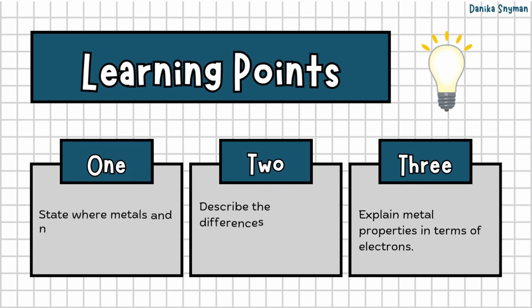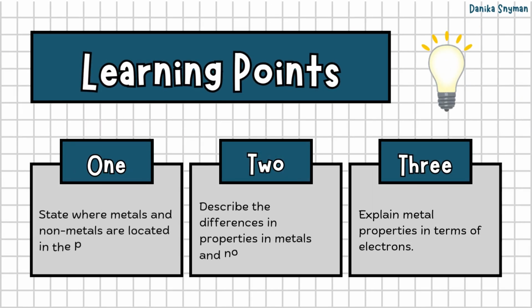In this video, we will learn three things. Where to find metals and nonmetals on the periodic table, what are the differences between metals and nonmetals, and why metals have certain properties. We will talk about their electrons.